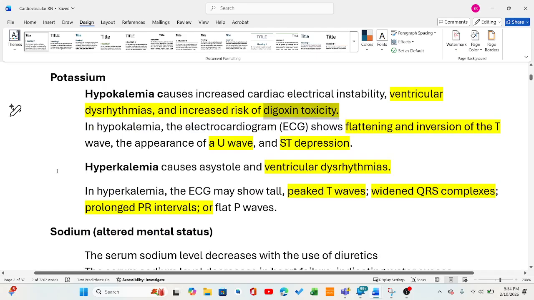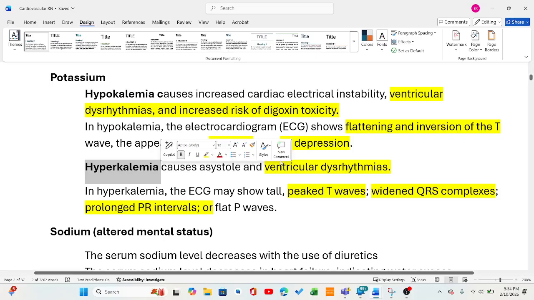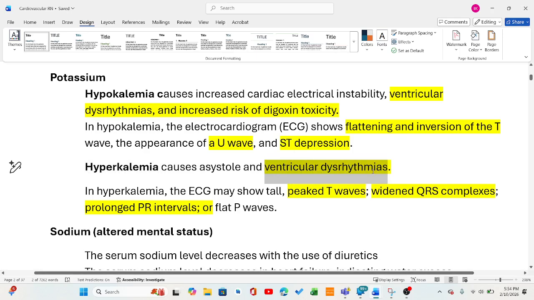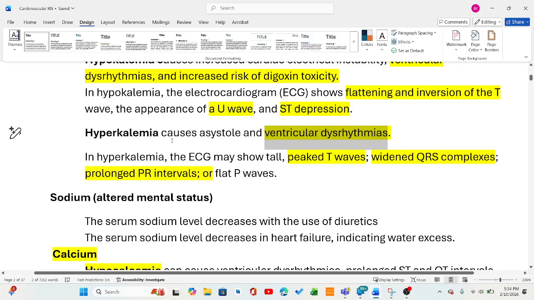On the other hand, when the EKG is taken and the person is hyperkalemic, the major problem we are going to be thinking about, which is the complication, is the same: ventricular dysrhythmias. So you can see that either low potassium or high potassium causes ventricular dysrhythmias. But high potassium will not cause digoxin toxicity. It is only the low potassium. Take note of that.